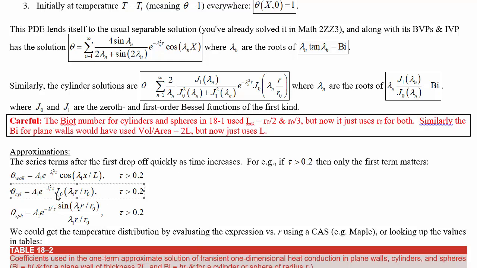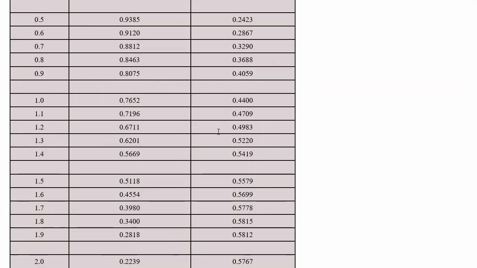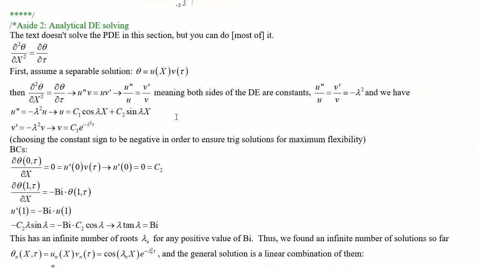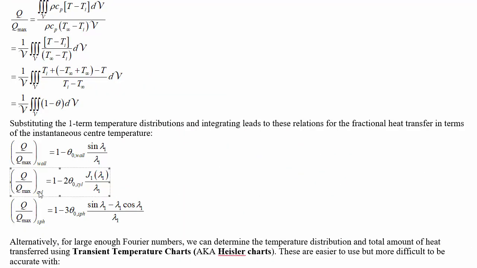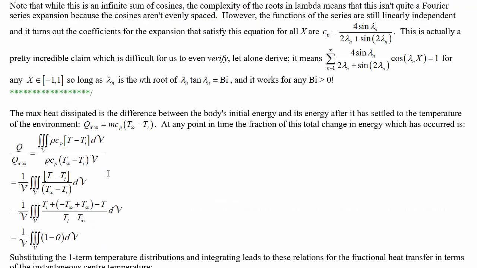So you only need the 0th order Bessel function of the first kind for the temperature distribution, but we'll need the first order Bessel function of the first kind for another thing that we want to get from this, which is the ratio of the heat dissipated to the total heat that will eventually dissipate. So let's talk about this.